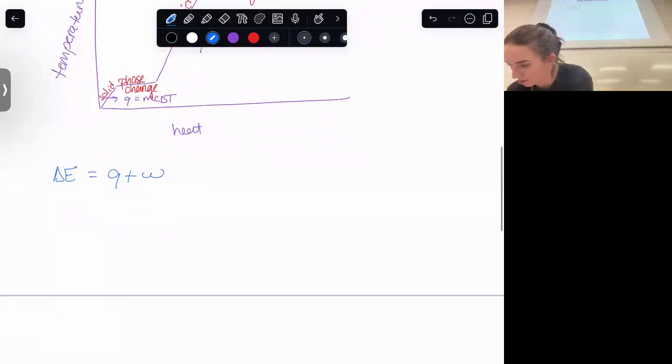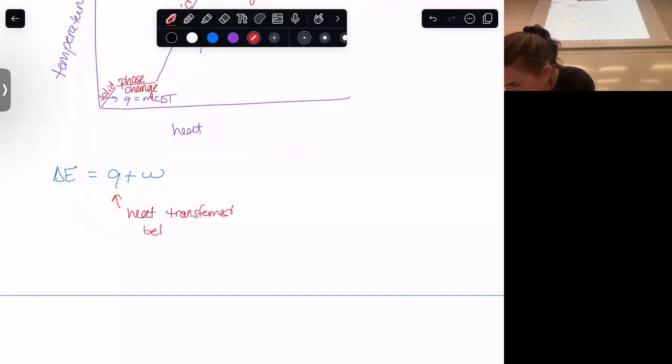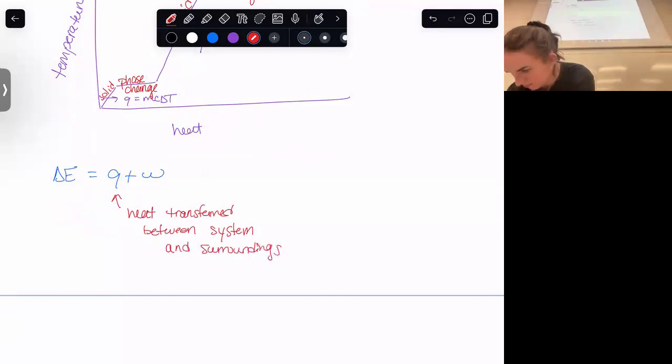Right, so Q is going to be the heat transferred between your system and surroundings. And then W is going to be the work done by, or on, the system.